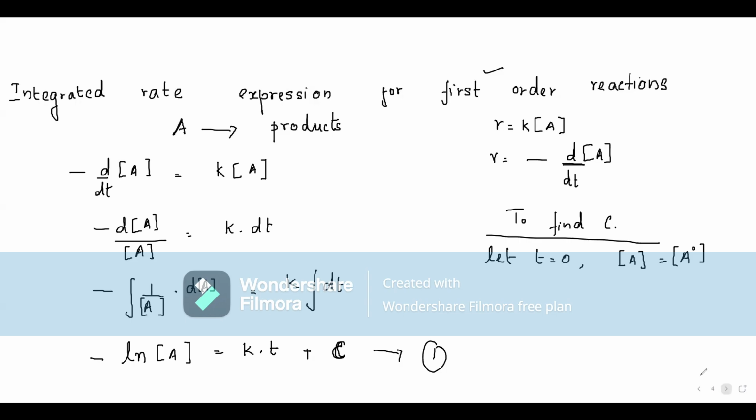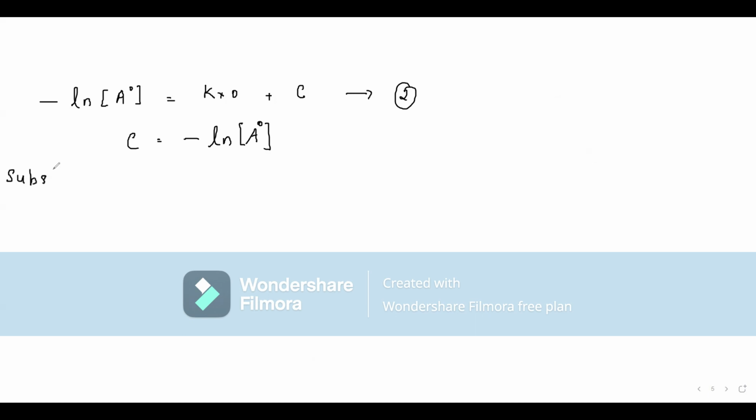So when I substitute this, minus natural log A naught is equal to K into 0 plus C. So I get an expression for C. C is equal to minus ln A naught. Substitute the value of C.